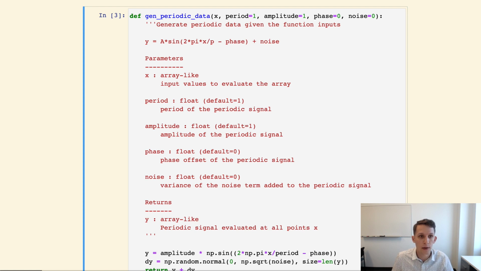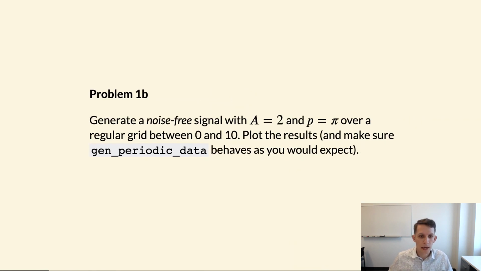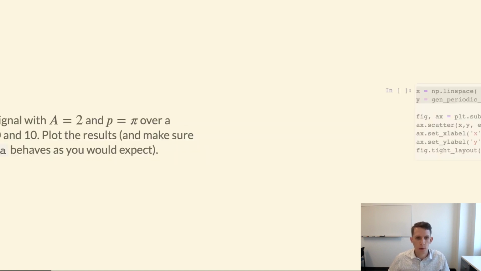All right, so let's execute that. No problem so far. Now we'd like to generate a noise-free signal with a equal to 2 and p equal to pi over a regular grid between 0 and 10. Basically, we want to check that our function works.